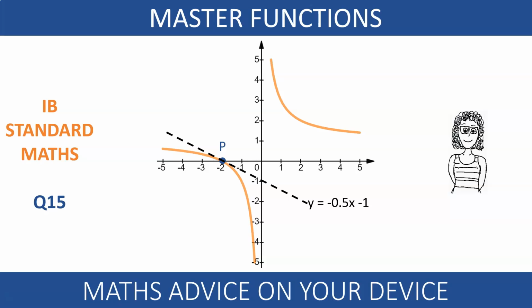The normal at P has a gradient opposite and reciprocal of the gradient of the tangent, because the lines are perpendicular. Their gradients, minus 0.5 and 2, multiply to give you negative 1. That is what it means. Since the normal has gradient 2, it makes sense that it crosses the y-axis at 4. 2 across, 4 up.